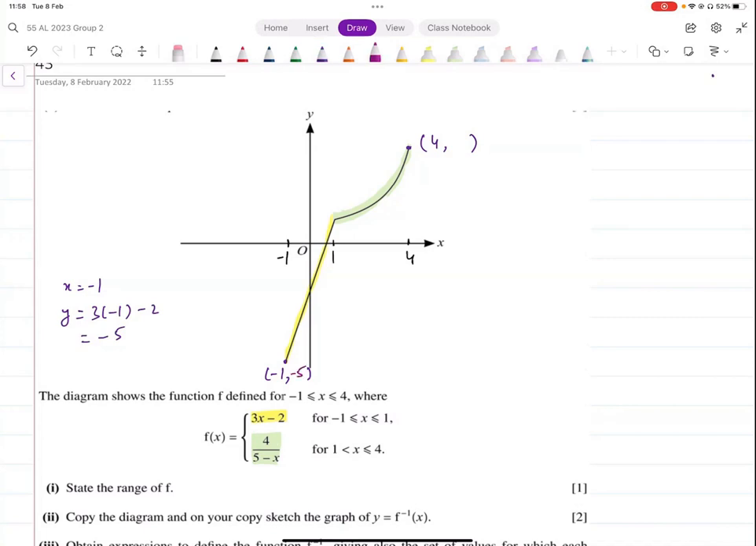ये -5 आ गया. Similarly, we have to figure out the y coordinate here, where the function has a value x equals 4. X की value 4 input कर दें. In the second function now, we get 4 over 5 minus 4, and that is 4. So the y coordinate here is 4. So what's the range then? It's going from -5 to 4. -5 से 4 तक जा रहा है. Vertically जो graph है, -5 से लेकर 4 तक जा रहा है. Right? That's the range of the function.